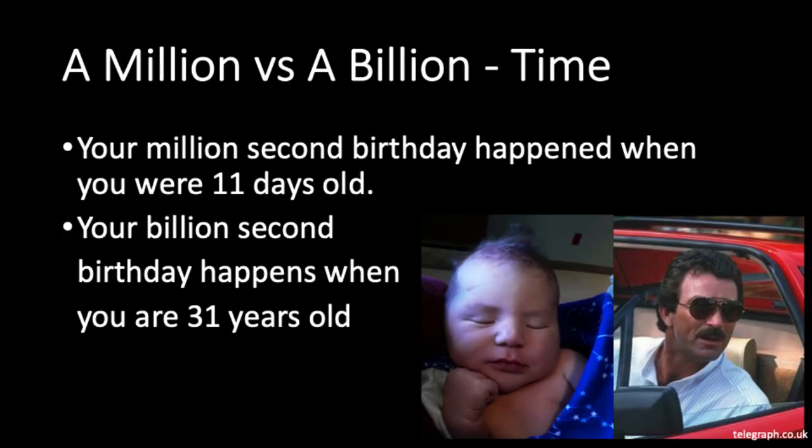Another way to think about it is time. Your million-second birthday happened when you were 11 days old, and every 11 days another million seconds passes by. But your billion-second birthday hasn't happened yet. It'll happen when you're 31 years old. So a billion seconds takes a lot longer than a million seconds.